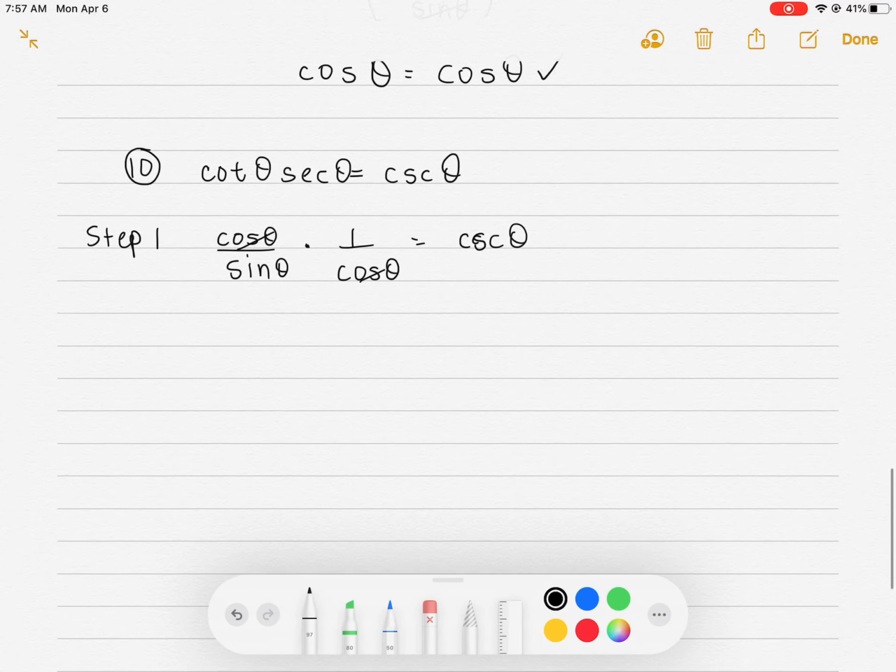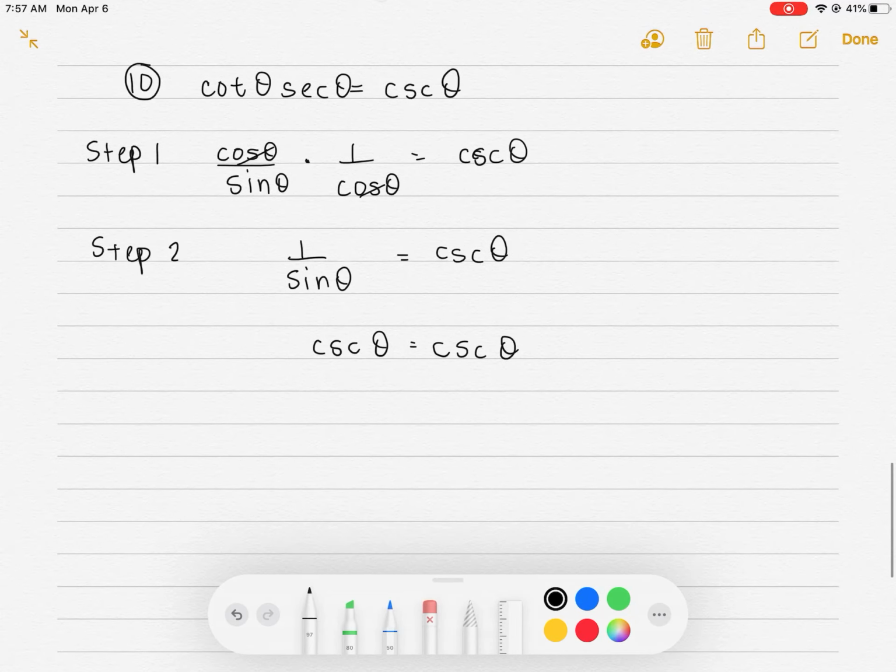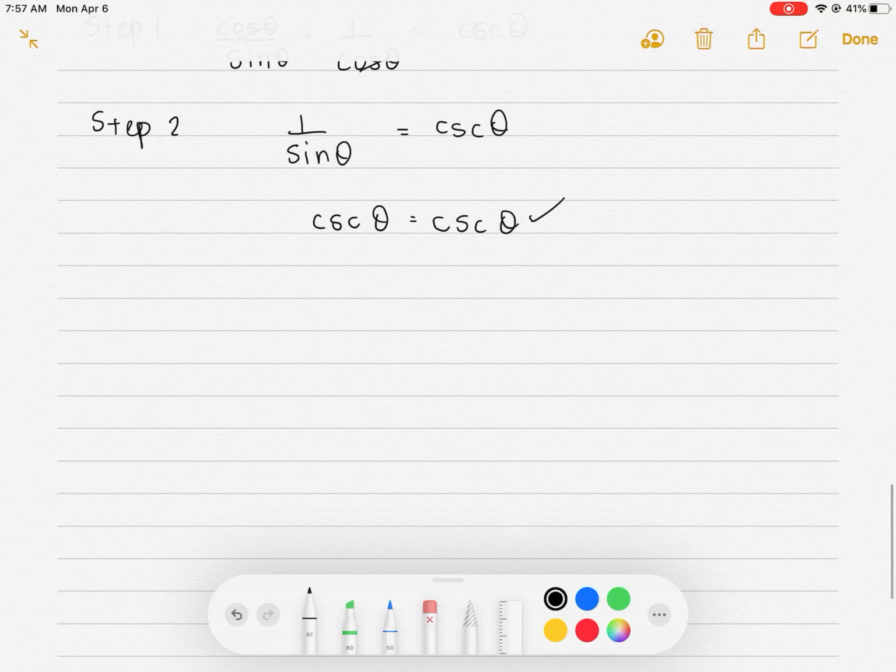So then you simplify and you're left with 1 over the sine of theta, because the cosines cancel. It's equal to cosecant of theta. And then of course your answer is that cosecant is equal to cosecant. And that is that. Now I have listed each step there for you in your assignment because obviously I want you to show more of your work for this. So make sure you do that.